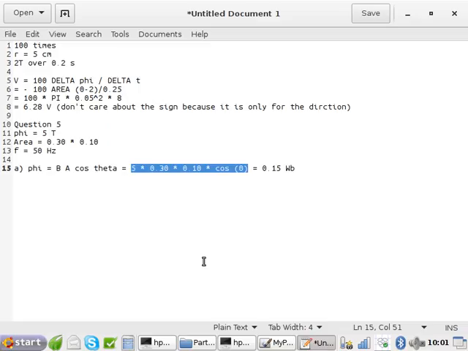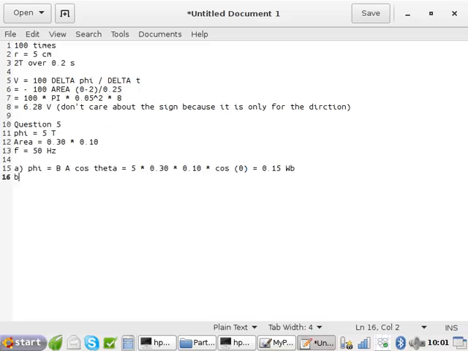The angle is 0 at the start. No, cos 0 is 1. What's B and what's A? A is area and B is flux density. 0.15. Yeah, okay, what's the next part, Andy?